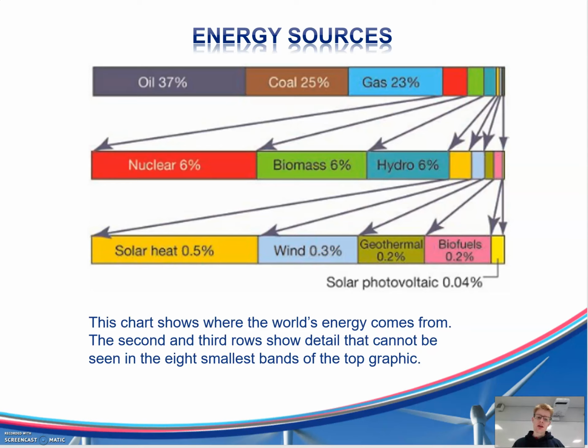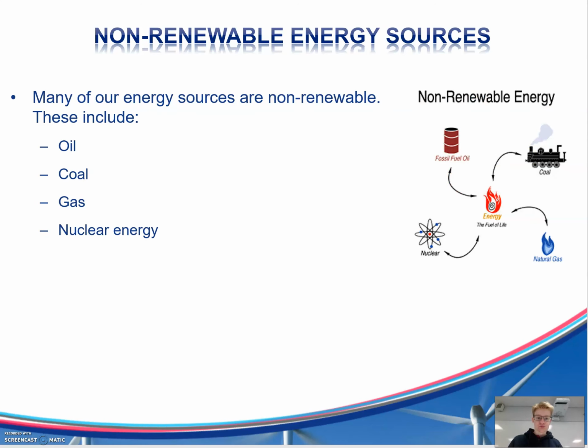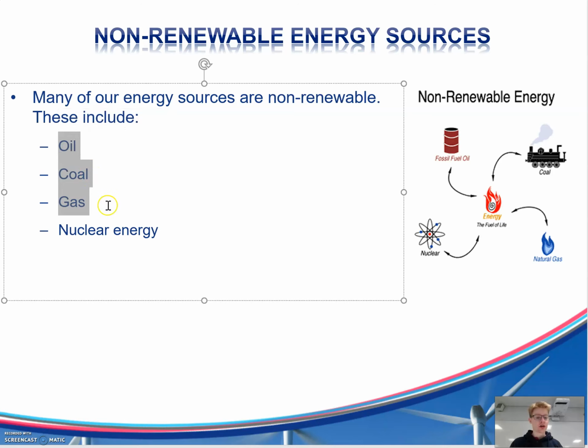So let's dive in today. Let's look through the different types of resources and why they're considered renewable and non-renewable. Remember, a renewable resource is something that can be replaced within a human's lifespan, within 80 years. If it can't be replaced that quickly, it's a non-renewable resource. So for non-renewable resources, we've got four main ones. We've got the three fossil fuels, oil, coal, and gas, and then we've got nuclear energy.